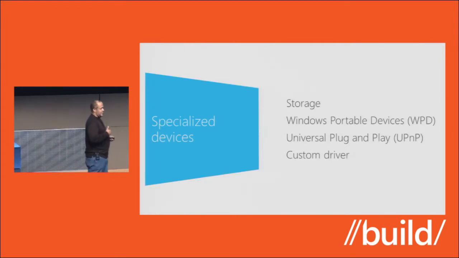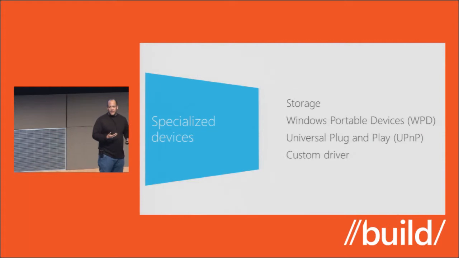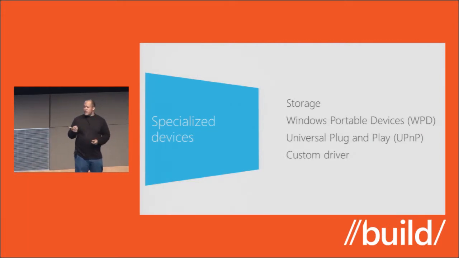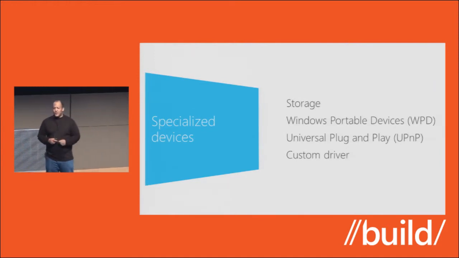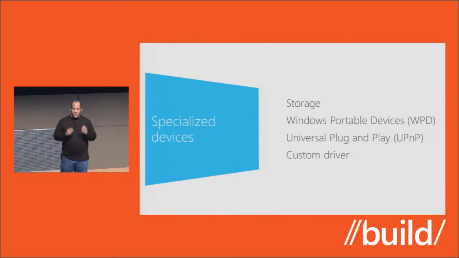These other categories of devices have also been enhanced with Windows 8. So for storage devices, which are, again, something like an ebook reader, your phone sometimes will show up as a storage device. Your camera will show up as a storage device. Building applications for these kinds of devices has been made really, really simple.